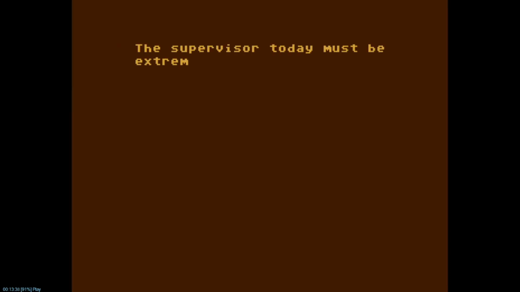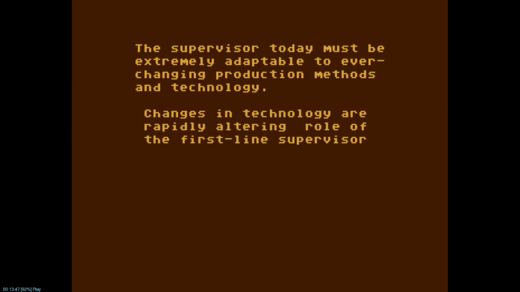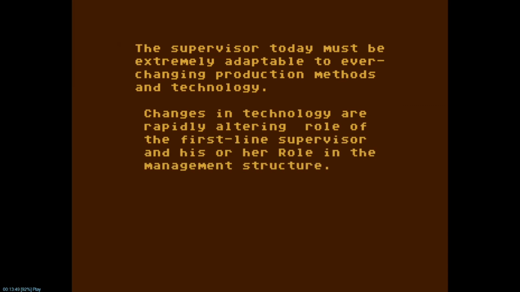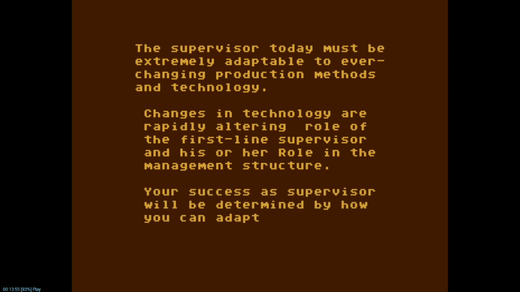The supervisor today must be extremely adaptable to ever-changing production methods and technology. Changes in technology are rapidly altering the role of the first-line supervisor and his or her role in the management structure. Your success as a supervisor and possible advancement will be determined in part by how you can adapt to these conditions.